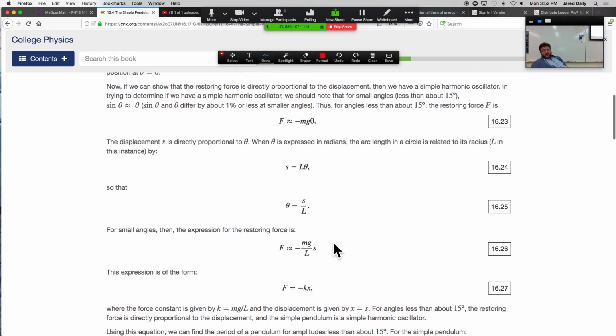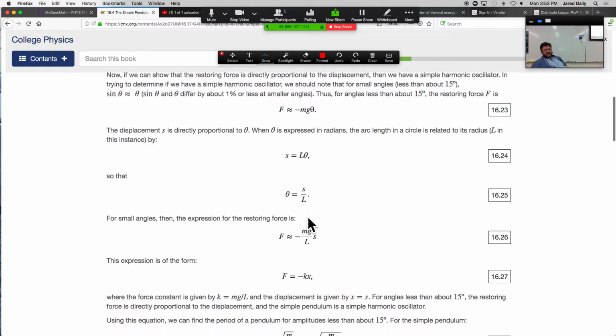So here, if you take what we learned earlier, the definition of the arc length, this S is a piece of length along the edge of a circle, that's going to be equal to the radius times theta, which means theta equals that arc length over the radius. Sorry, they're using L for the radius, and I'm not thinking it through. So this is actually the radius of the circle, L.